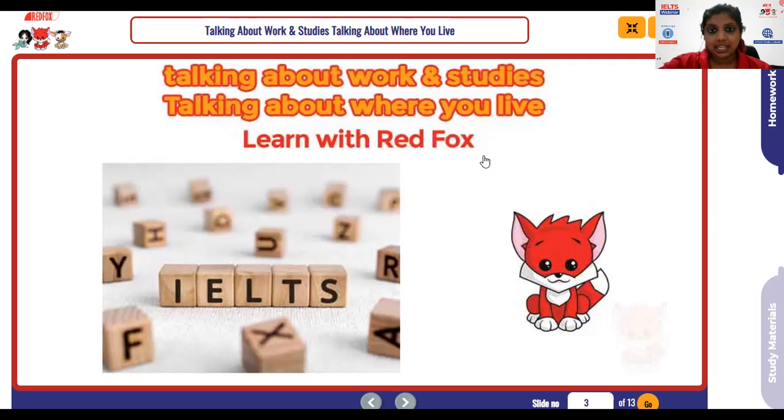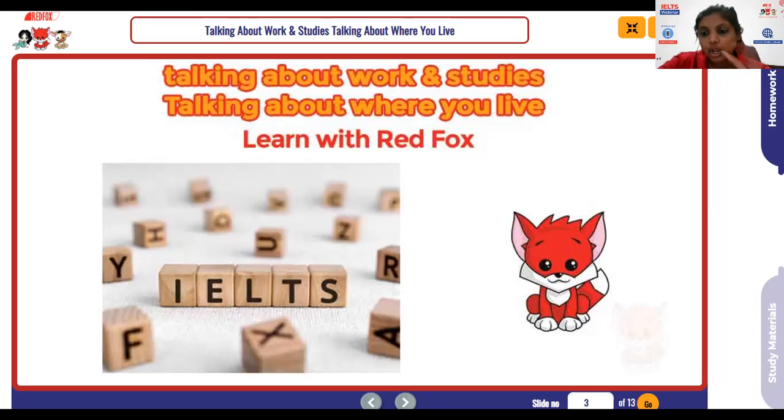Today we'll be looking at task 1, like I mentioned. In task 1, you have different types of questions. There will be questions about work and studies, which we will be looking at today. There will be questions about your favorite restaurant, your favorite food, the things that tourists can do in your country, your recent trip. There will be a lot of questions. Mostly it will be candidate centric, that is, all the answers will be personal to you.